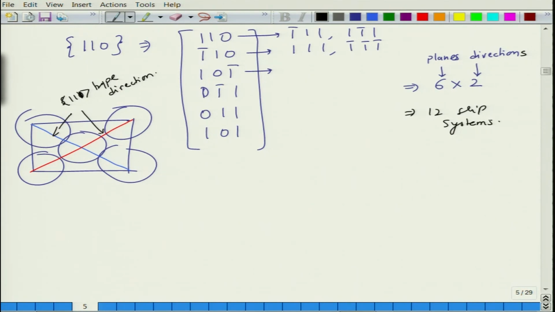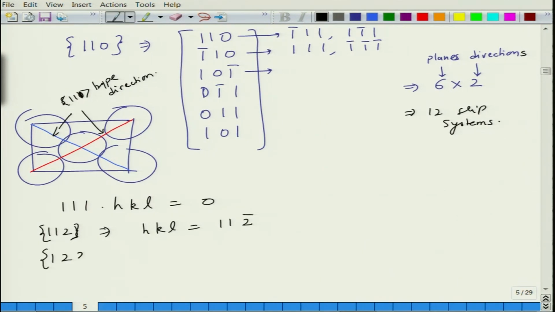But this is only for 1 1 0 plane. So, 1 1 1 direction can also make a dot product with other planes. For example, if you have a 1 1 2 kind of plane, then HKL could be 1 1 bar 2 for this direction. You can also have 1 2 3. So, HKL in this case could be 1 2 bar 3. This is for 1 1 1 direction, but if you have multiple cases of 1 1 1 direction, you will have different combinations.